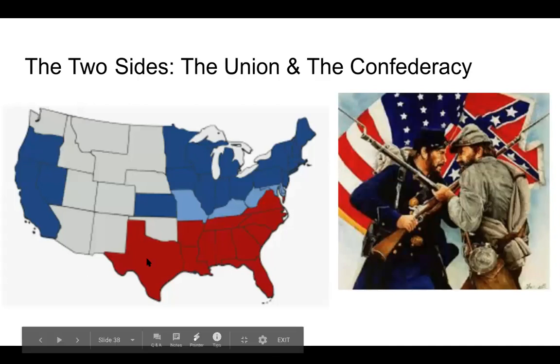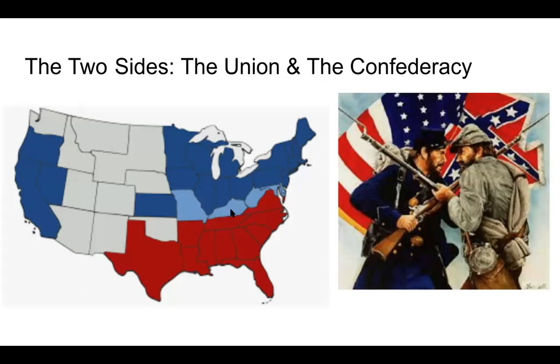So the red states, those are the Confederate states. So these are all the states that will end up seceding. The blue states are the Union states. And then the lighter blue states, just a little bit of a confusing concept to students, but feel free to try to explain it. Those are the border states.